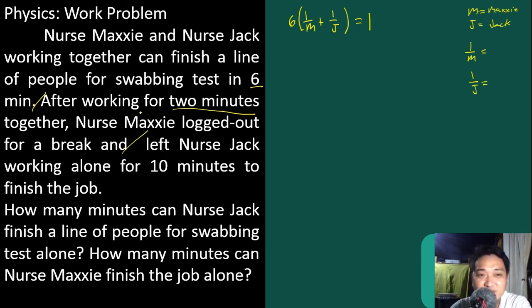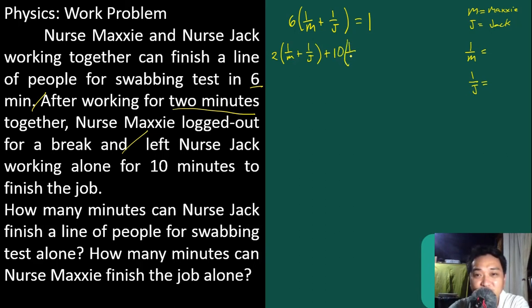Now, how about for the second situation? After working for 2 minutes. So, ibig sabihin, nagtatrabaho si Jack at si Maxi for 2 minutes together. So, that is 1 over M plus 1 over J. So, nagtrabaho sila together for 2 minutes. Tapos, iniwan na ni Nurse Maxi si Nurse Jack and nagtrabaho pa siya ng 10 minutes. Plus, nagtrabaho pa siya ng 10 more minutes.